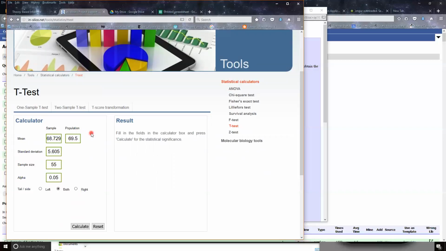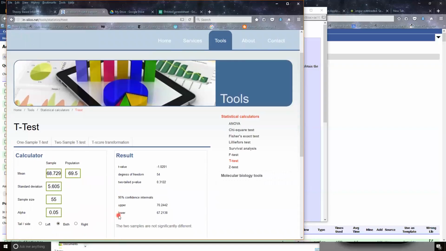Without guessing, that sample mean is pretty close to that population mean. Now, granted, we're going to divide this by the square root of 55, so that'll shrink the variation a lot. I'll bet this is not going to be significant, but I could be wrong. Let's see. So I got a t-score of negative 1.0201. I'm seeing a large p-value. Of course, that's because it's a two-tailed test. But even a one-tailed test would be pretty large.